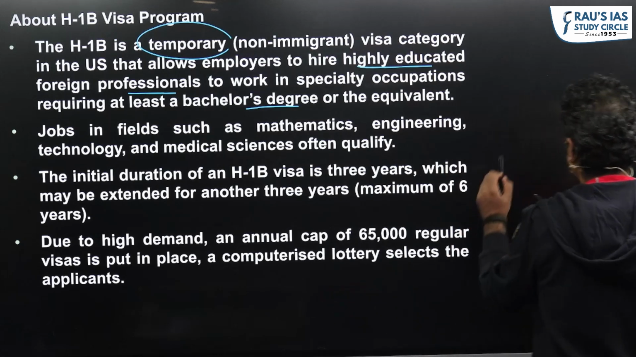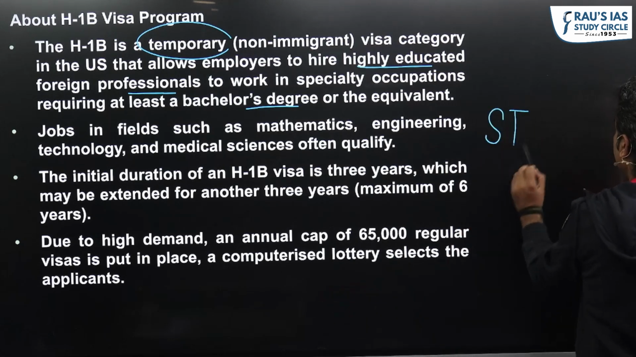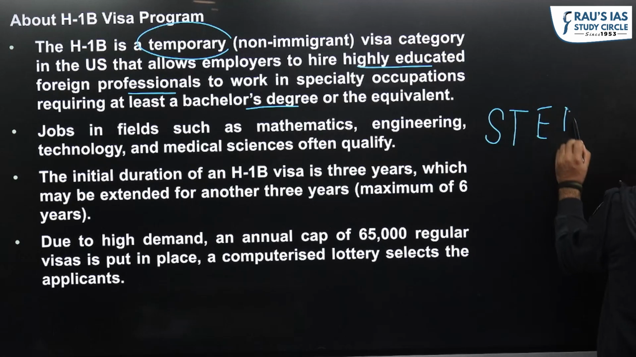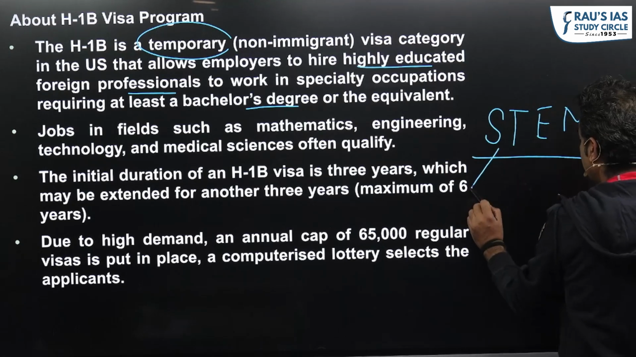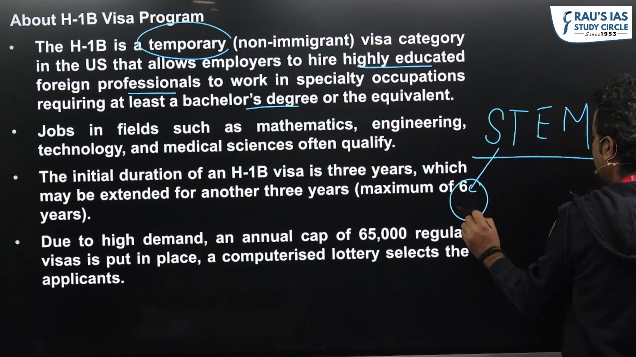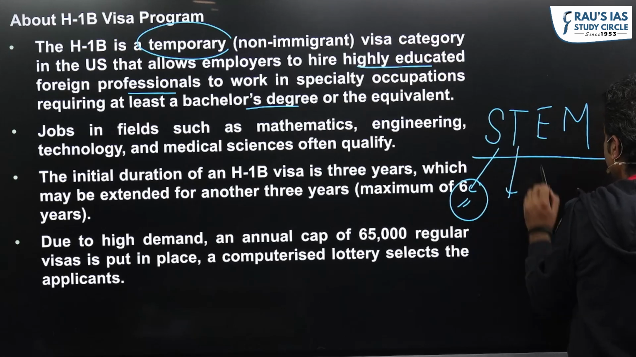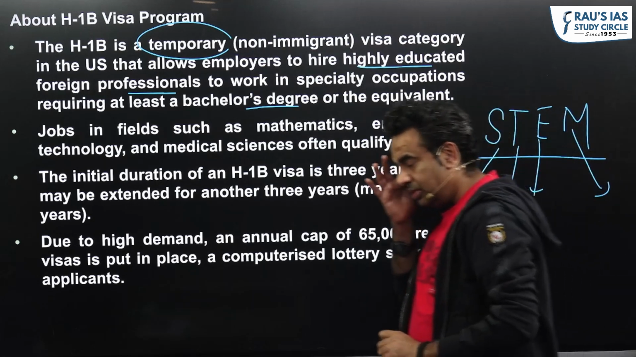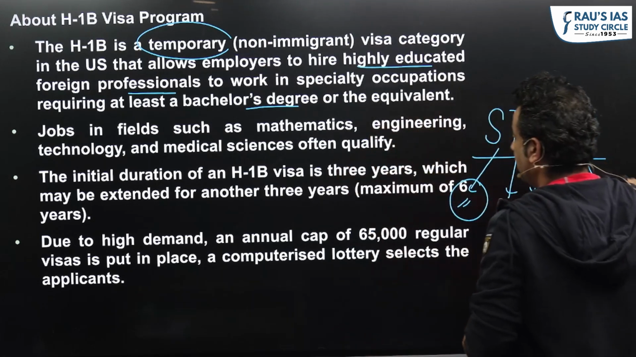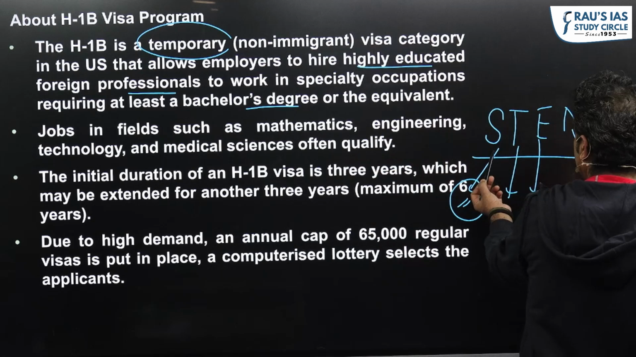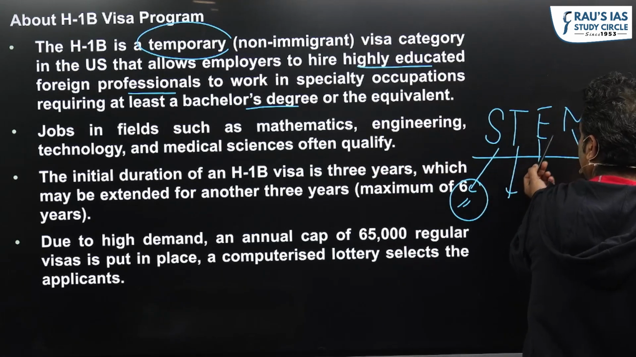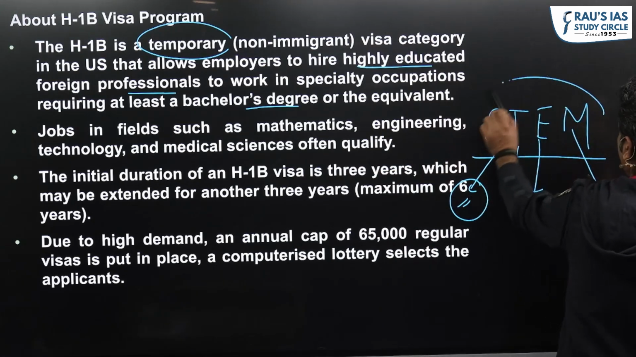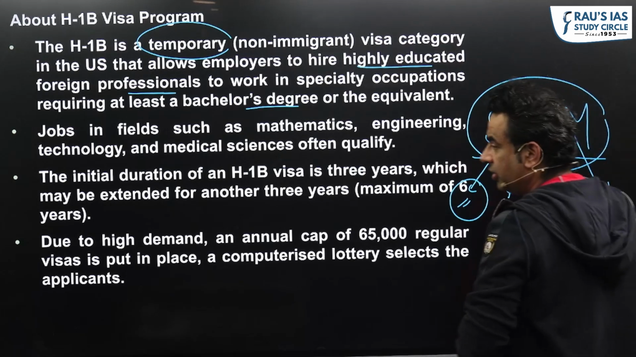And as I said, what does STEM stand for? STEM migrants. Who are these STEM migrants in the US? STEM stands for those who hold degrees in science, technology, engineering and maths. So M stands for mathematics, S for science, T for technology, E for engineering and M for mathematics. This is what the word STEM stands for.